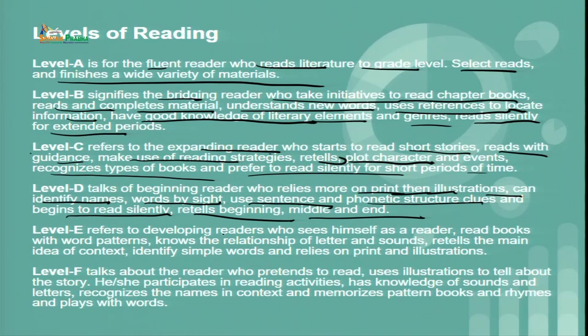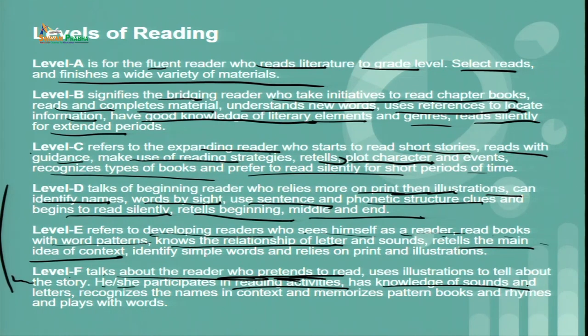Coming on to level E, it refers to developing readers who see themselves as readers, read books with word patterns, know the relationship of letters and sounds, are able to do encoding and decoding, retell the main idea of context, identify simple words and rely on print and illustrations. Now coming on to the next level, level F, which talks about the reader who pretends to read, who is not sharing the kind of varieties that other readers were displaying. This reader uses illustrations to tell about the story, and he or she participates in reading activities, has knowledge of sounds and letters, recognizes names in context, and memorizes pattern books and rhymes and plays with words.